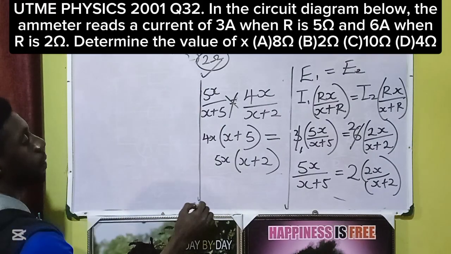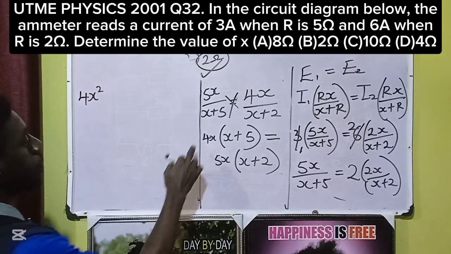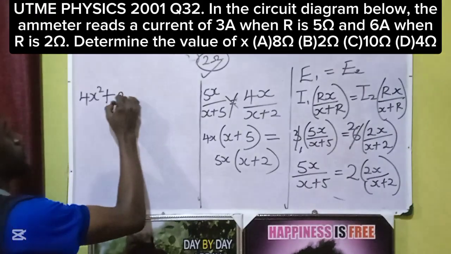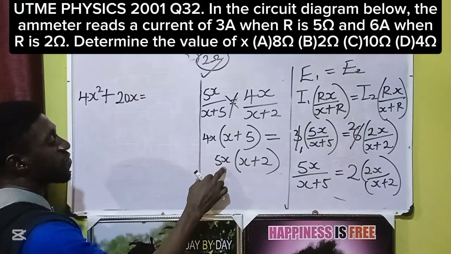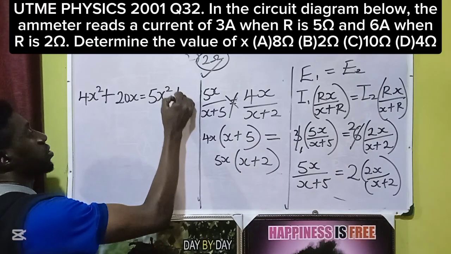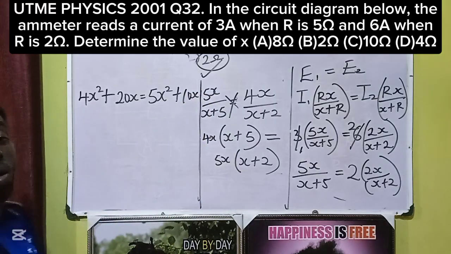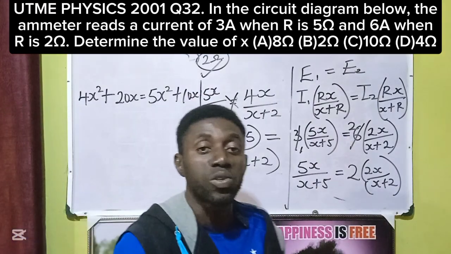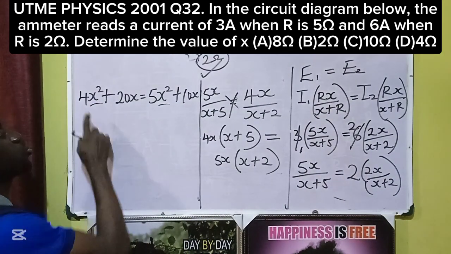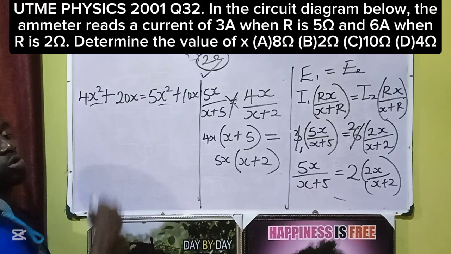So we'll push ahead. 4x times x, we'll have 4x squared. Plus times plus. 4x times 5, we'll have 20x. Is equal to 5x times x, we'll have 5x squared. Plus times plus. 5x times 2, I'll have 10x. Collection of like terms. Variables of the same kind will move together. Okay, we have x squared here, x squared there. So which one is a greater number? 5x squared is greater than 4x squared. I will send the 4 the other way, and I'll bring the 10x towards the 20x.